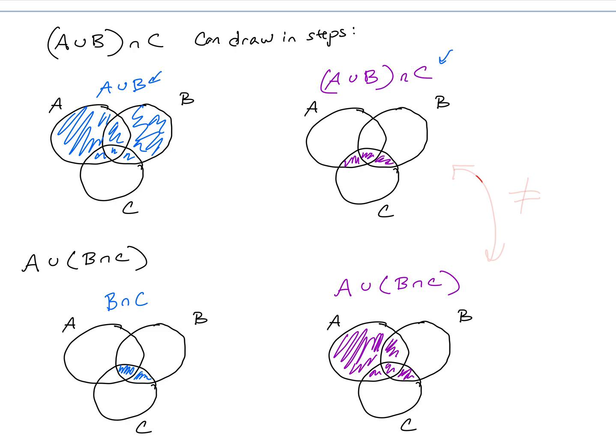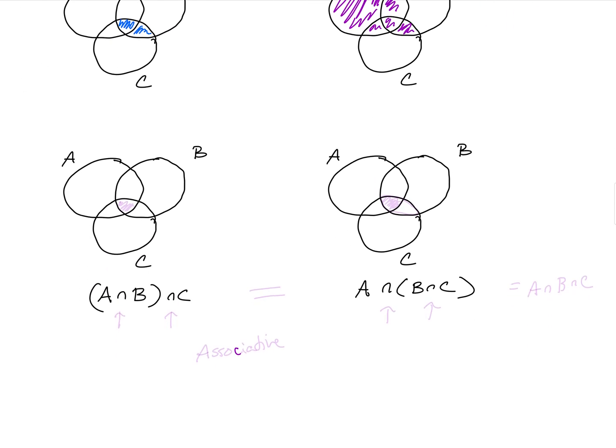Something to note here is that these two sets are not equal. So we see that these two sets, A union B in parentheses intersected with C, is not the same set as A union B intersected with C in parentheses. So the parentheses do matter when we have a mix of unions and intersections. All right, how about A intersected with B, then intersected with C?